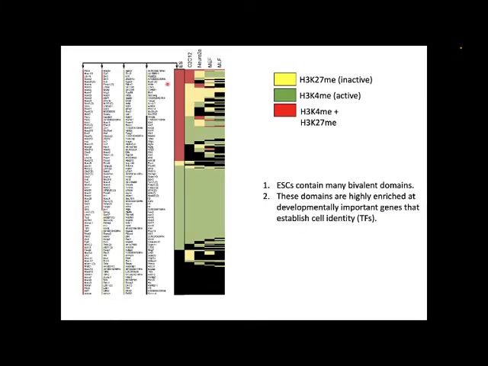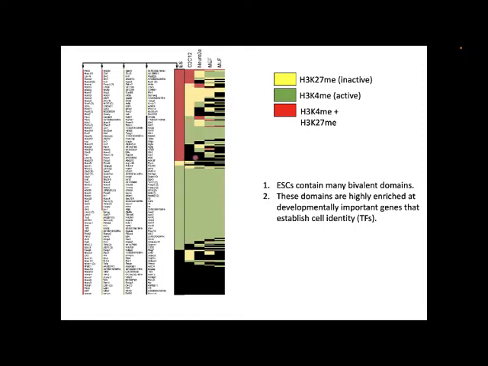So this is the summary of active, inactive and bivalent domains in different cells. ES cells remarkably have a very high frequency of bivalent domains, along with active domains and inactive domains. However, differentiated cells have very little bivalent domain compared to ES cells, and they are mostly marked as either active domain or inactive domain.